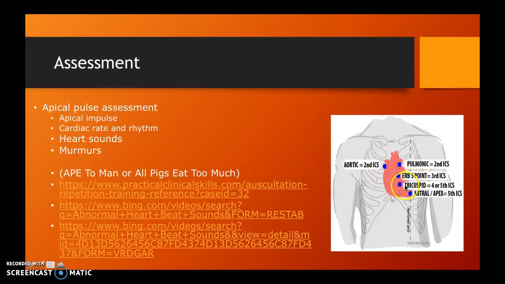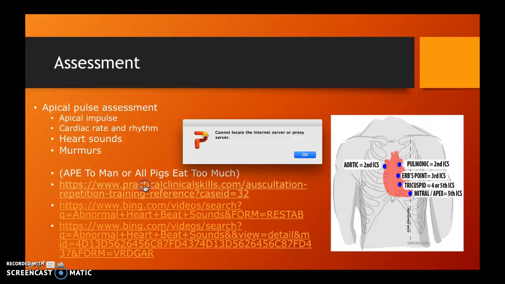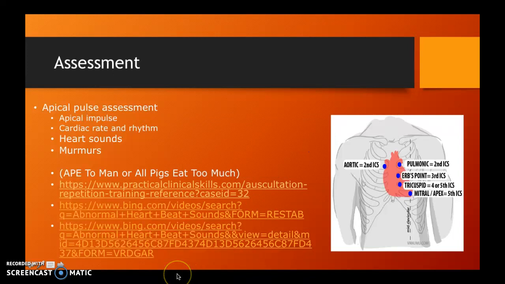The fourth intercostal space on the left side is going to be the tricuspid, and the mitral area is the fifth intercostal space, midclavicular line. An easy way to remember this is either "ape to man" or "all pigs eat too much." So it should be in that order: aortic, pulmonic, Erb's point, tricuspid, and mitral area. This is going to give you just a quick reference. You can copy and paste these.